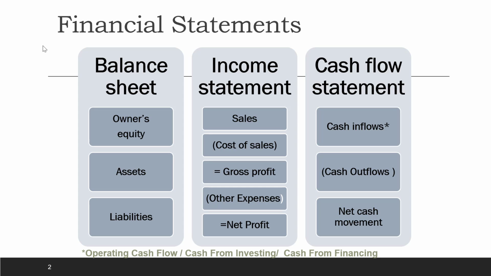Now the cash flow can again be divided into three areas. Cash from operations. That means how much cash you are getting from doing business. And then from investing.